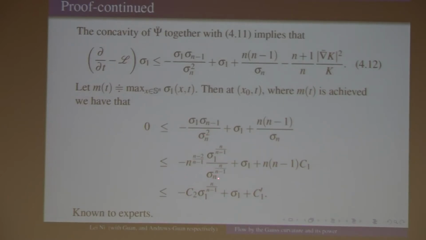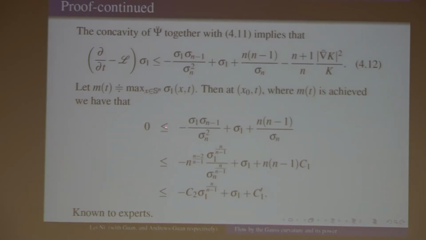So here you use some interpolation inequalities, some concavities, so-called Newton-Maclaurin inequalities between symmetric functions. So at the maximum of sigma 1, you get these estimates. The key here is the power is slightly higher. So then you get a sigma 1 upper bound.